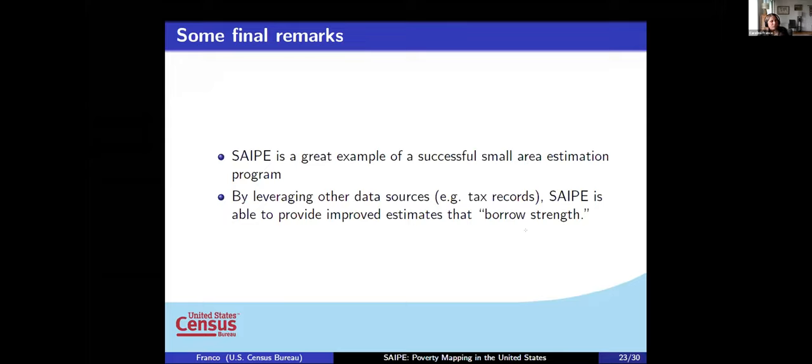But so I wanted to give you a little taste of the program and a little taste of the research. So SAPE is a great example of a successful small area estimation program that has been in place for many years. So by leveraging other data sources, SAPE is able to provide improved estimates that borrow strength. And you saw that it can also produce estimates where we were not able to release direct estimates due to lack of accuracy and privacy.